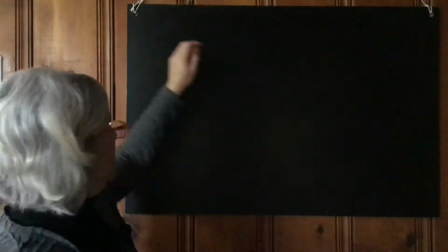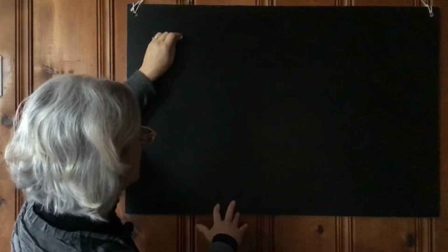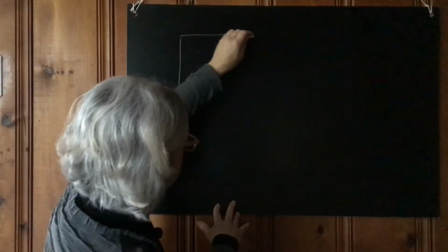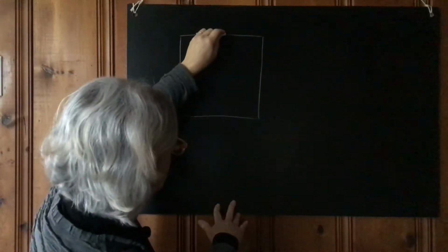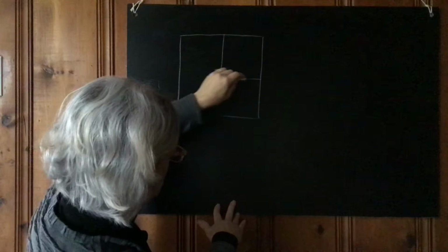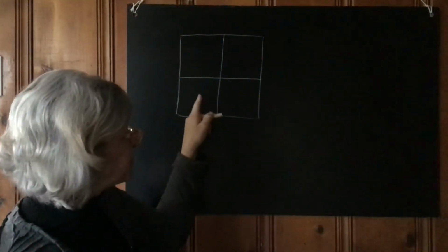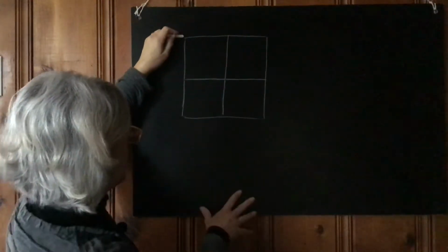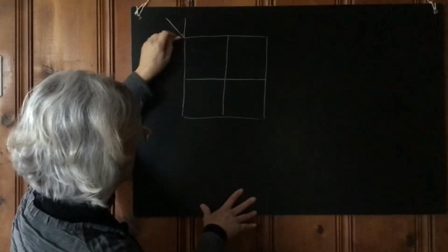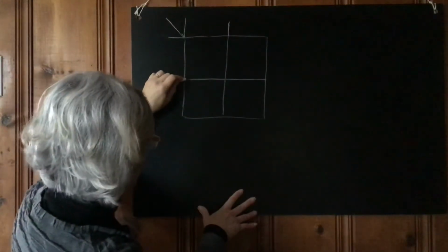So, first thing that we're going to do is you're going to draw a square. And inside that square, you're going to place 2 lines to make 4 squares total. Now, in addition to that, you're going to put a diagonal line here, and you're going to extend each of these lines from the top and from the side.